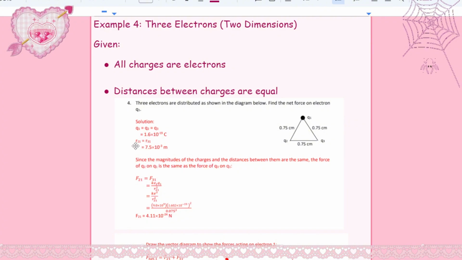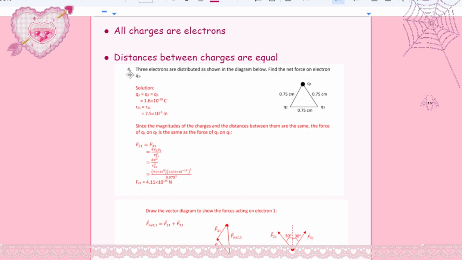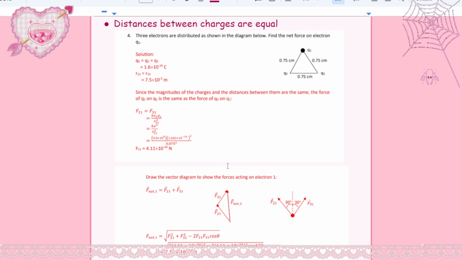And what's next is you want to say that R21 equals R31, right? It's an equilateral triangle, so this automatically gives us our angles. And it gives us our equilateral triangle, and since the magnitude of charges and the distance between them are the same, force on Q2 is the same as force on Q3. What you can understand is that since the charges and the distances are exactly the same, as well as their angles, which I believe is important to mention, although it's not said here, the force on Q1 exerted by Q2 is the same as the force of Q3 acting on Q1. So we can express that F21 equals F31.